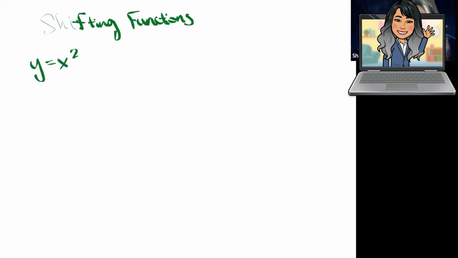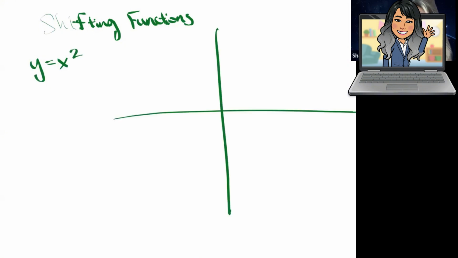So we're gonna do shifting functions today. So let's start with a parabola, y equals x squared, right? So here's my graph, right? X squared, anything to the squared is a parabola. That's what it's called. Remember that, Marie?